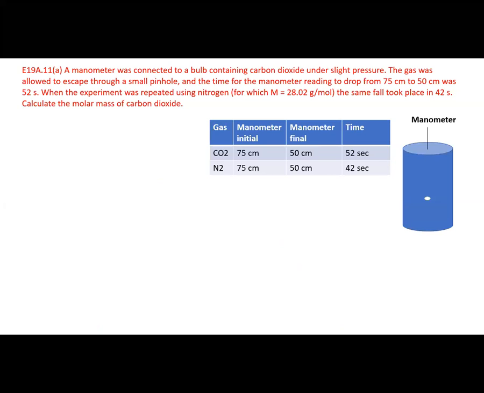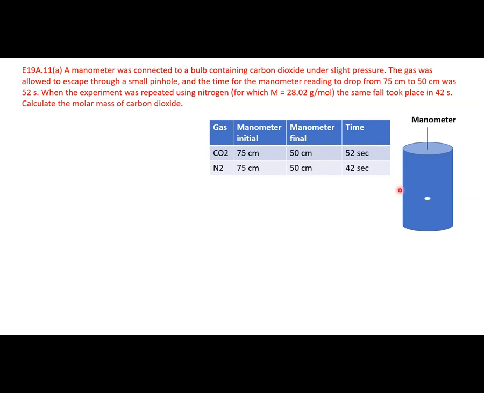Well, let's look at the next problem. A manometer was connected to a bulb containing carbon dioxide. Let's say the cylinder that you're seeing on your right is the bulb, and a manometer is connected to that. And this is filled with carbon dioxide. The gas was allowed to escape through a small pinhole. Let's say this is a pinhole, and the time for the manometer reading to drop from 75 centimeters to 50 centimeters was 52 seconds. So this is 52 seconds.